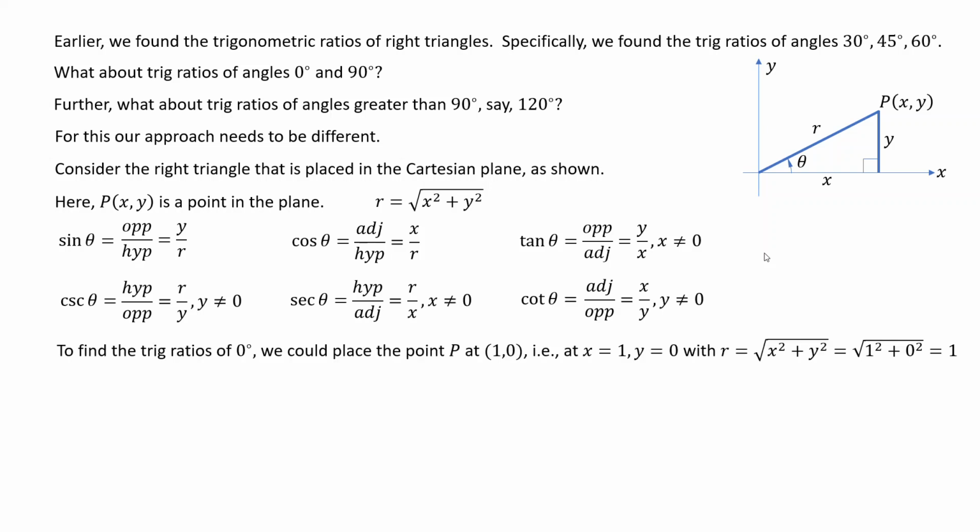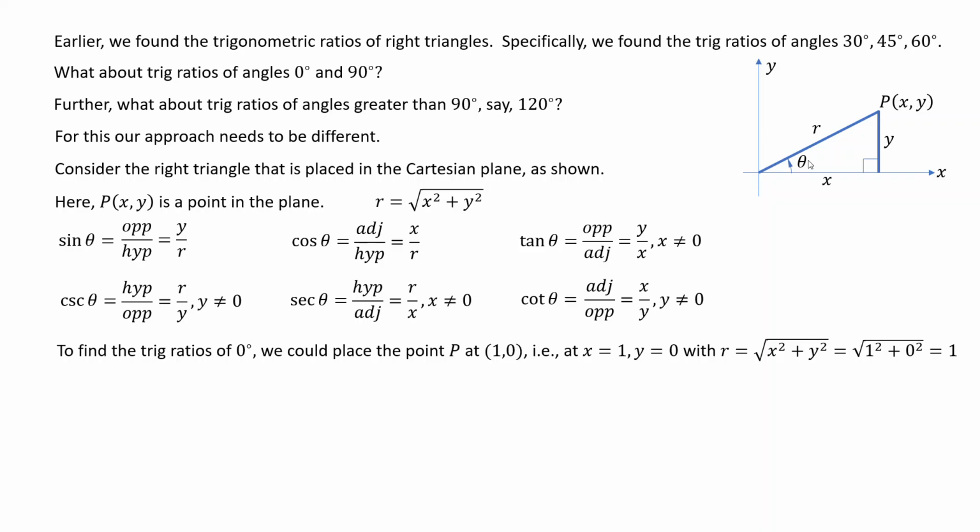Okay, now here is the beauty. To find the trig ratios of 0 degrees, what can we do? Theta should be 0. Okay, if this angle is theta and that theta is 0, when would that happen? That would happen if this segment falls right on top of this. Would you agree? If that segment falls right on top of the x-axis, then the angle theta would be 0.